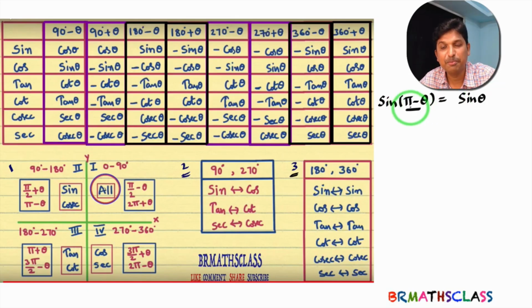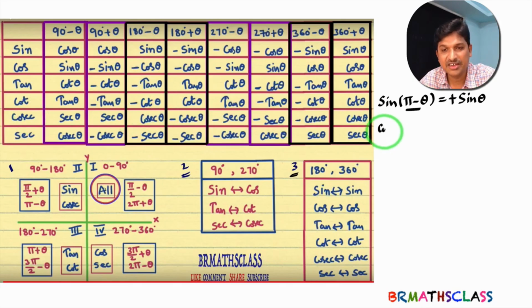You look here, pi minus theta is in which quadrant? Pi minus theta is in the second quadrant. In the second quadrant, sign is what? Positive or negative? In the second quadrant, you look here, sign is positive. So this is plus sine theta. Okay. Now we'll go with one more.